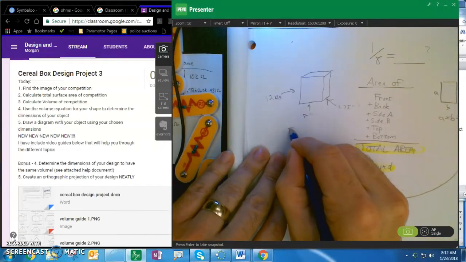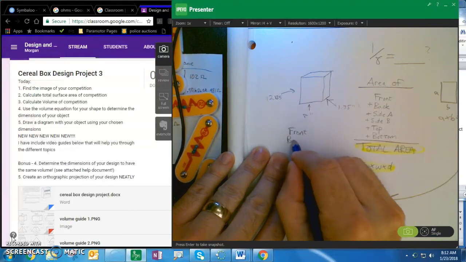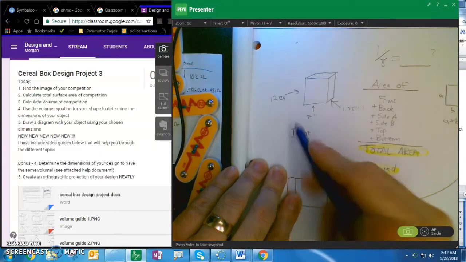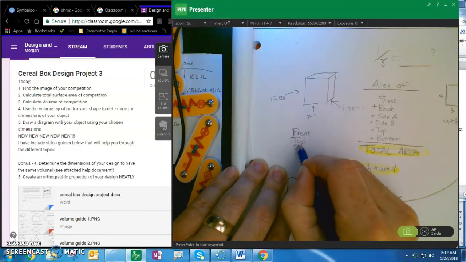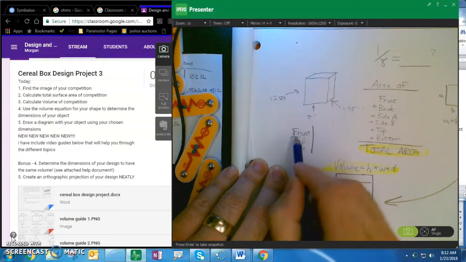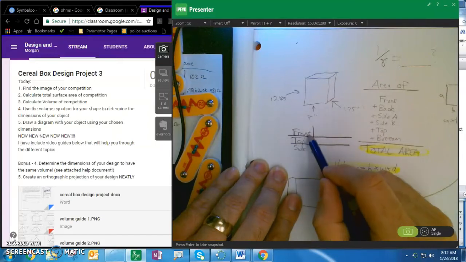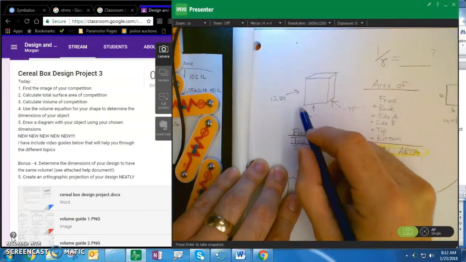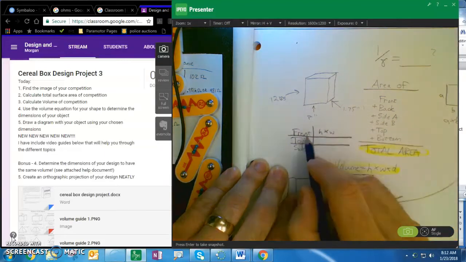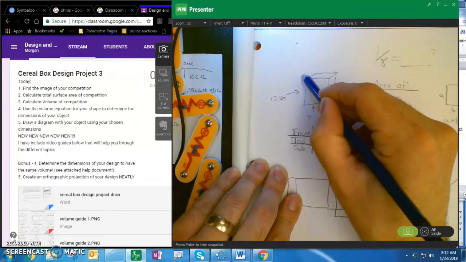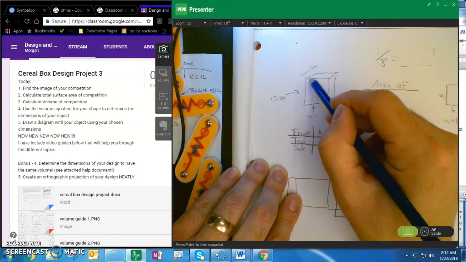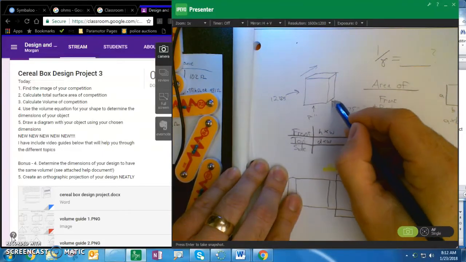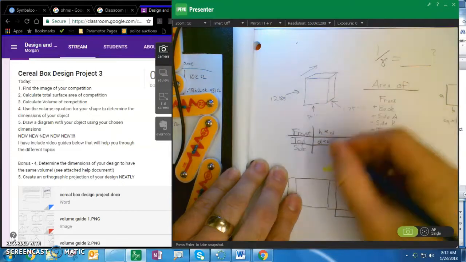So let's do this. Front, back, no, not front, back. Okay, front, top, side. Now, the front is going to be the height times the width. The top is going to be the depth times the width. The side is going to be the depth times the height.